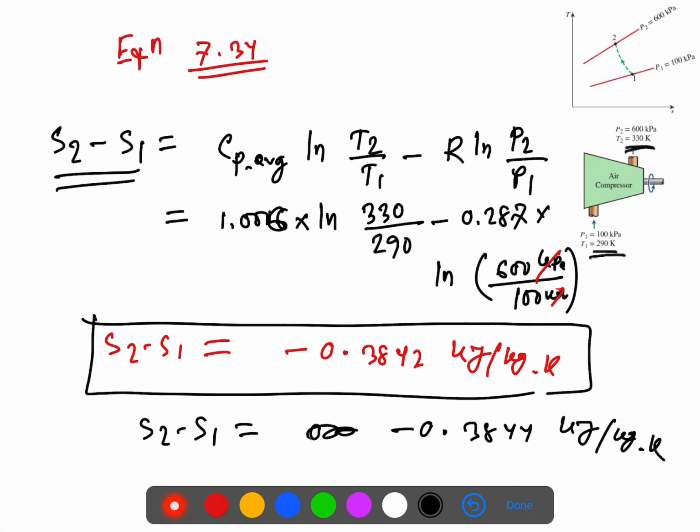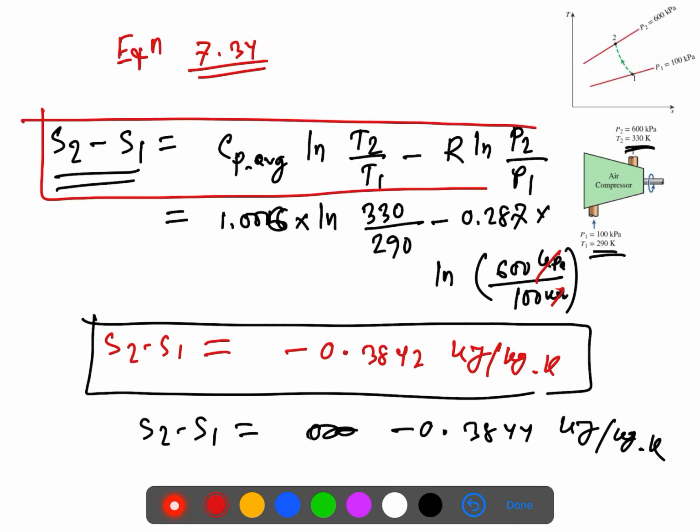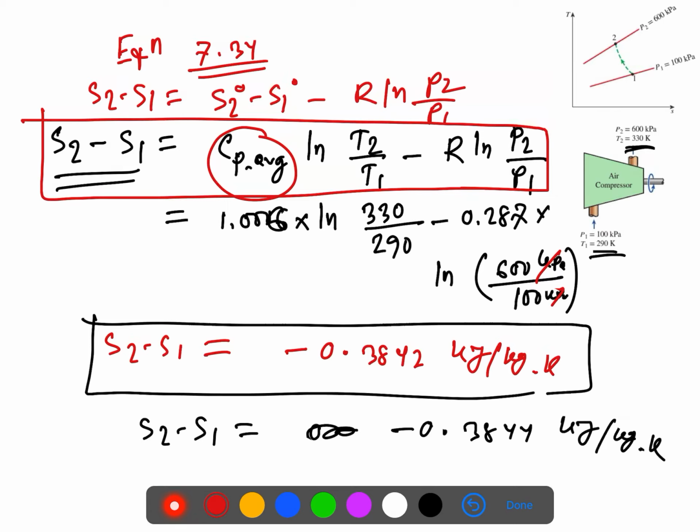Actually, we need to use two different formulas. One is this S2 minus S1, it is equal to this when you have the specific heats. The other formula is S2 minus S1 equal to S2 naught minus S1 naught minus R ln P2 over P1. So when the question is asking, okay, use the property table, then use this formula. When the question is asking use the specific heat, then use this formula. That's it.